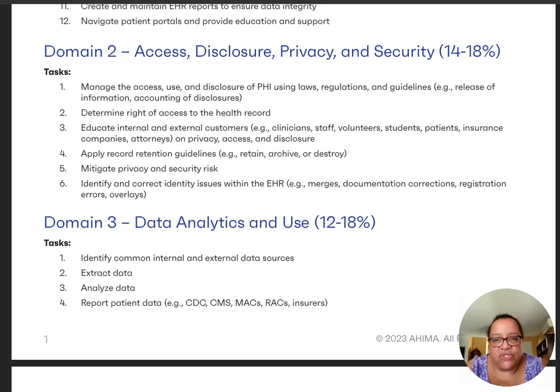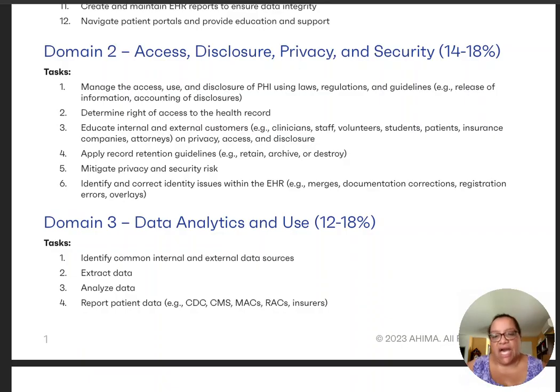We were talking about domain 2, some of our basic elements in health information about access to records. Not every doctor in a hospital has access to every record in that hospital. He or she, the physician or the clinician, has to have a reason for accessing that record.